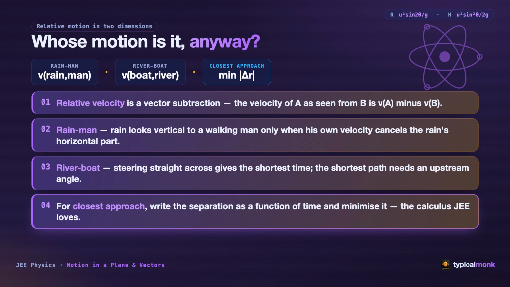And for the closest approach between 2 moving bodies, write their separation as a function of time and minimize it. Lisa once assumed the closest point was wherever the 2 paths crossed and lost the question. Because with different speeds, the true closest approach happens somewhere else entirely.